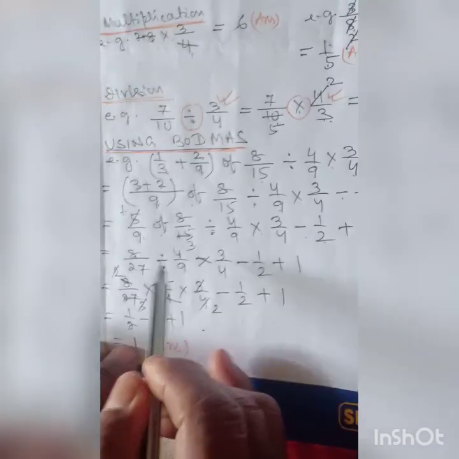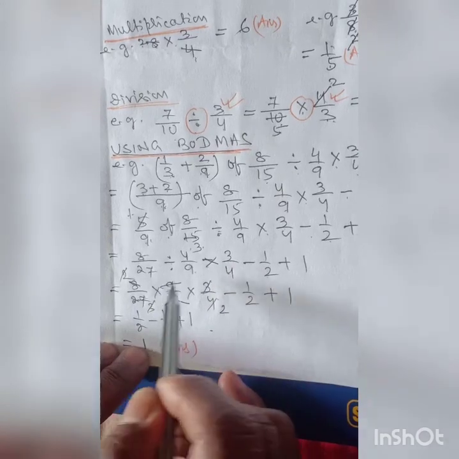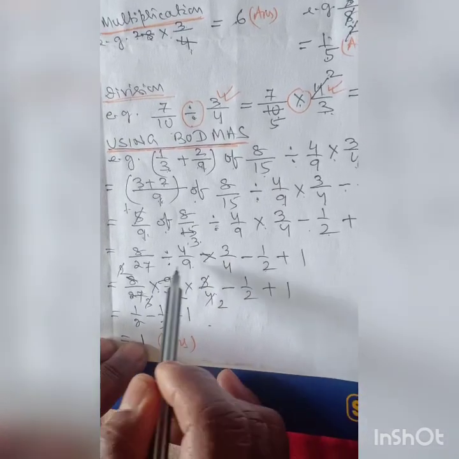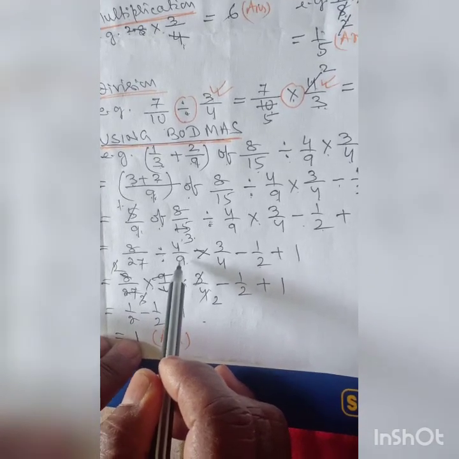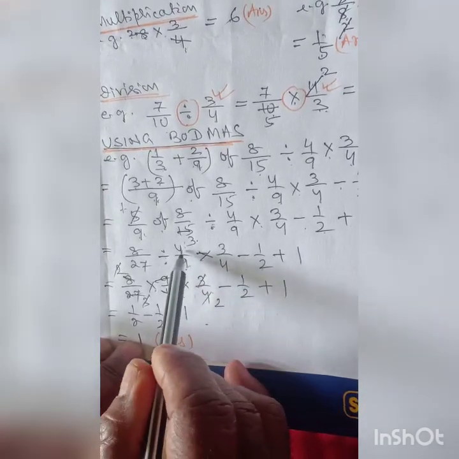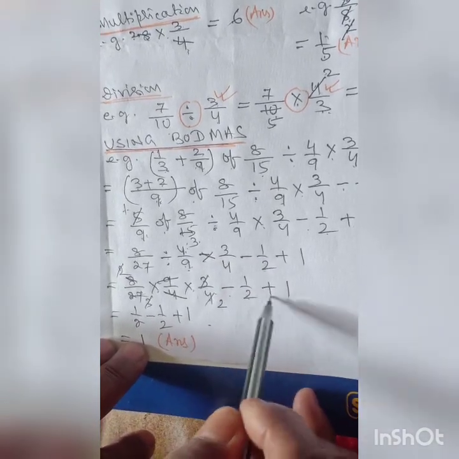Next is division. Now for 8/27, the division sign will become a multiplication sign, and the fraction after the division sign will be reciprocal. That means the numerator will be the denominator, and the denominator will be the numerator. Now 9 will be the numerator, 4 will be the denominator. Multiply 3/4 minus 1/2 plus 1.